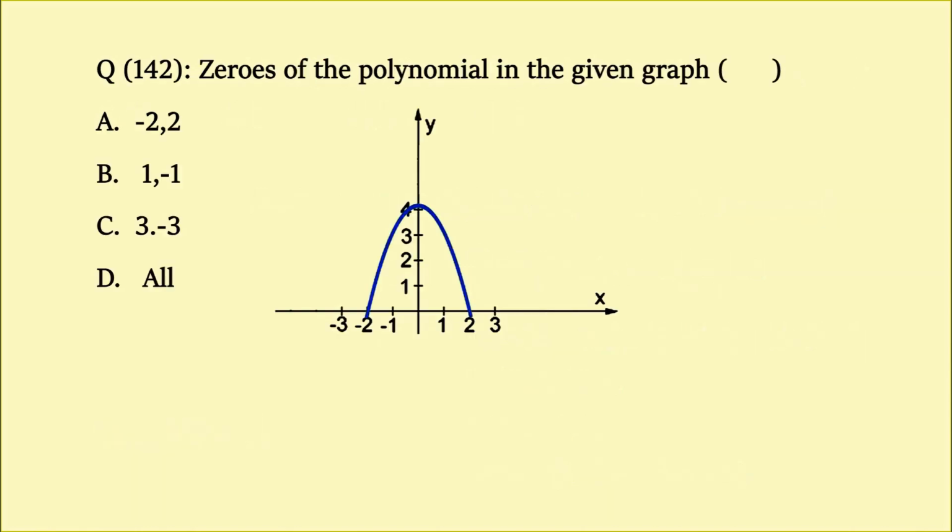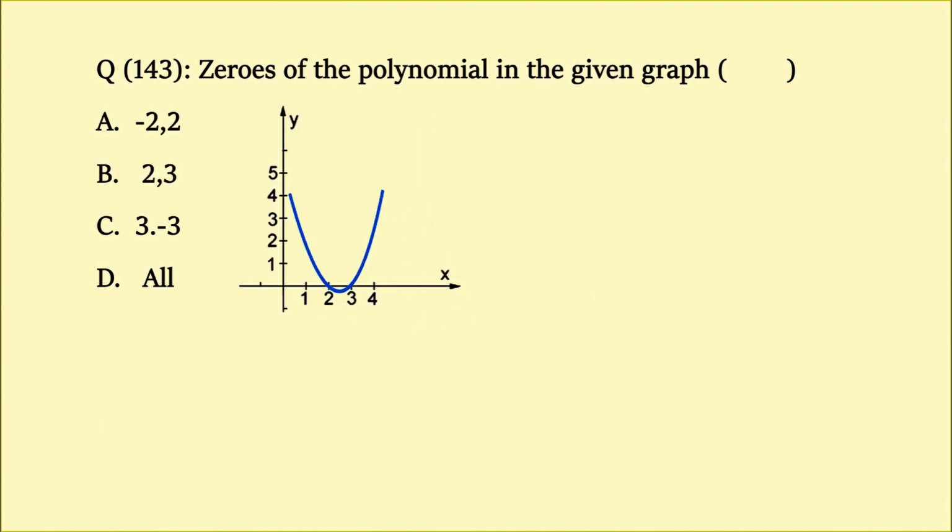Question number 142. Zero of the polynomial in the given graph. As you can see, the graph touches the x-axis at 2 points, that is 2 and minus 2. So the right answer is A. Question number 143. Zero of the polynomial in the given graph. As you see, the graph is touching the x-axis at 2 points, that is 2, 3. So the right answer is B.